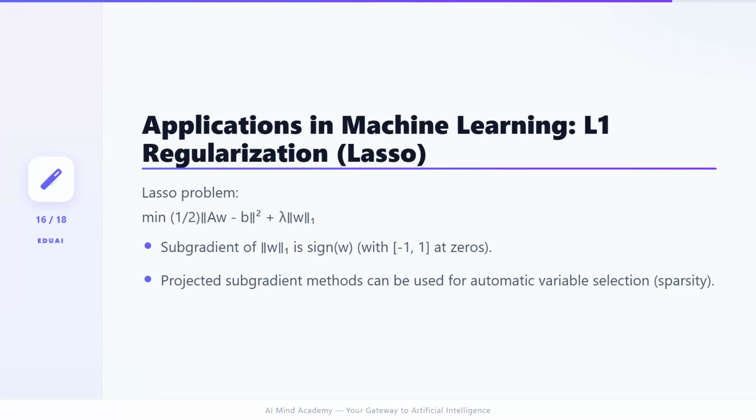Subgradient methods find applications in machine learning, particularly in solving L1 regularized problems like Lasso regression. The Lasso problem involves minimizing a combination of the residual sum of squares and the L1 norm of the weight vector. Since the L1 norm is non-differentiable, subgradient methods are well suited for this task. The subgradient of the L1 norm is the sign of w, with values in the interval [-1, 1] at zeros, and projected subgradient methods can promote sparsity by automatically selecting relevant variables.